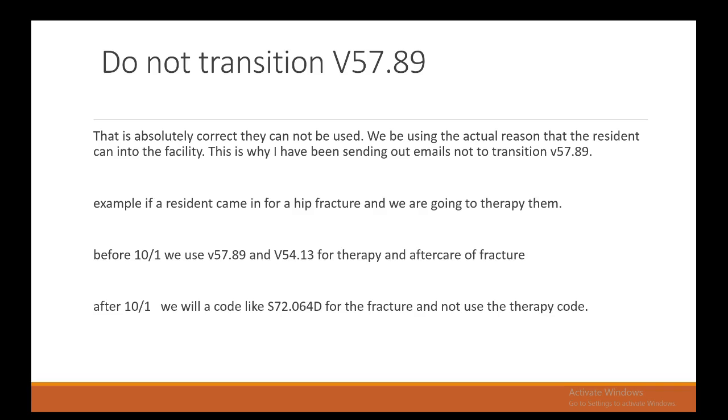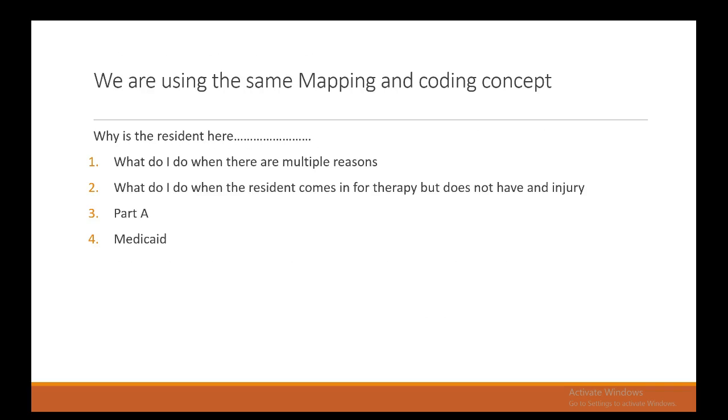Now, after October 1st of 2015, we would code a code like S72.064D for that fracture and not use a therapy code with it. So that's going to be our primary diagnosis. We are using the same mapping and coding concept right now. We need to be making sure, you all, that the real reason that the resident is here should be our 67 going forth in ICD-10.